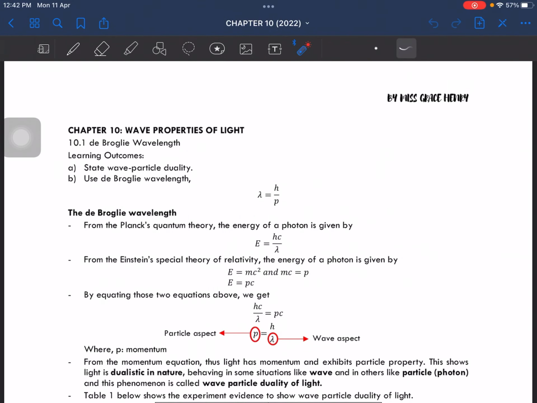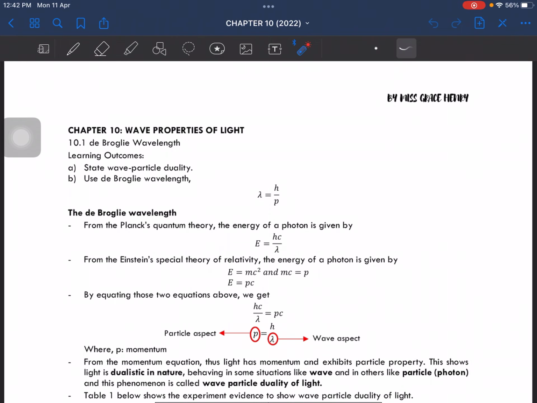Hello everybody. So today we will be entering chapter 10, which is on the wave properties of light. This is a very short chapter. As I mentioned in class, we will be combining this with chapter 11, but the lecture videos will be separate. It's just that we will discuss these two chapters this week.